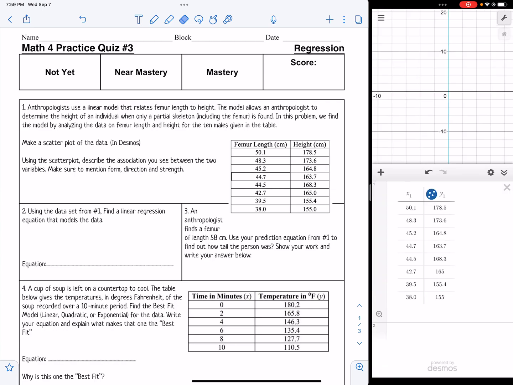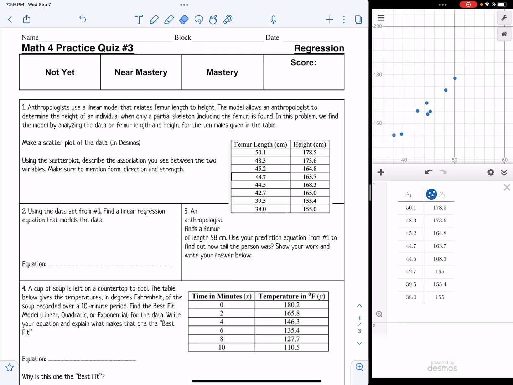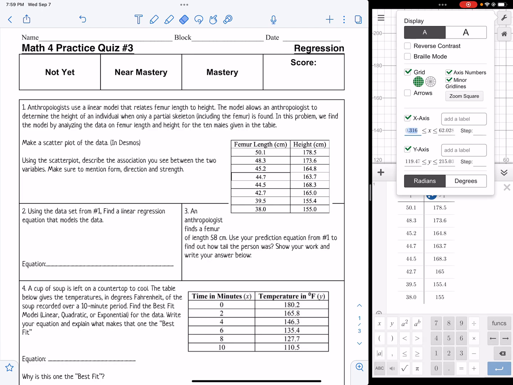Okay, so I've typed in all of my data, and I can change the window if I want to fit this data. So remember, you can easily change your window if you want and make the x-axis look more like your range of values. So femur length, it looks like my smallest value was 38. So I'm just going to put like 30 as my smallest. And then the highest femur length was 50, so I'm going to put like 55. I can be a little outside my range.